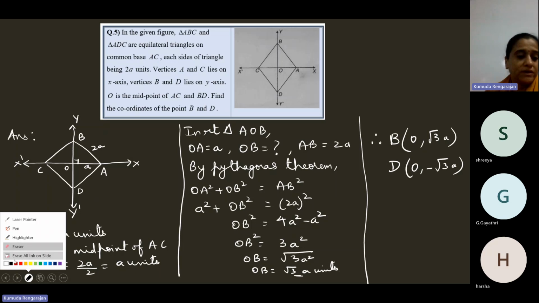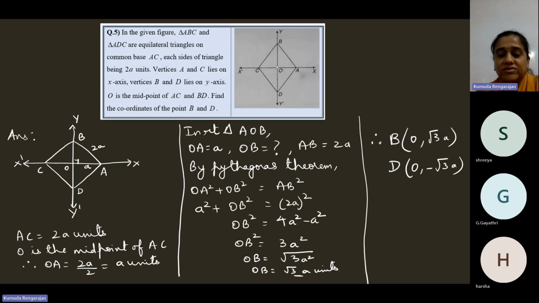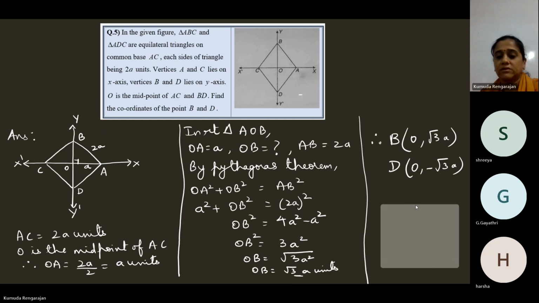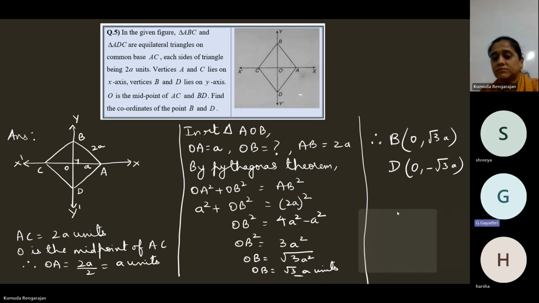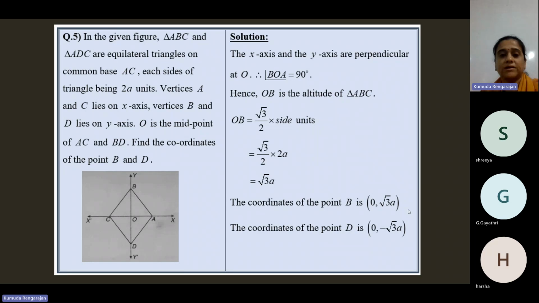So if OB is root 3a, if this length is root 3a, that means this marking is root 3a. So then the address is 0, root 3a. And here it is minus root 3a, so the address is 0, minus root 3a. All right. Finished, all of you? Online children? Yes, ma'am. Okay. Done, ma'am. All right.